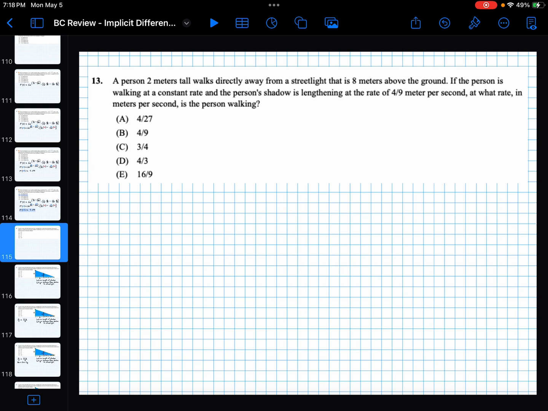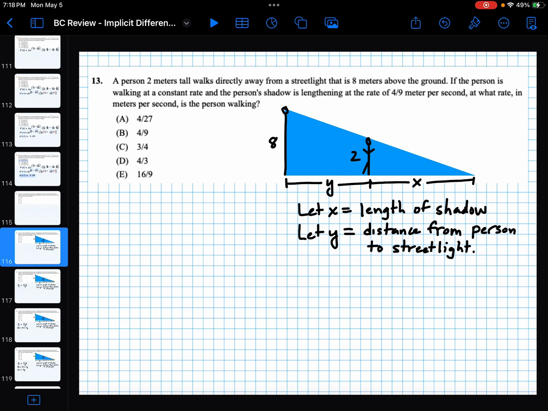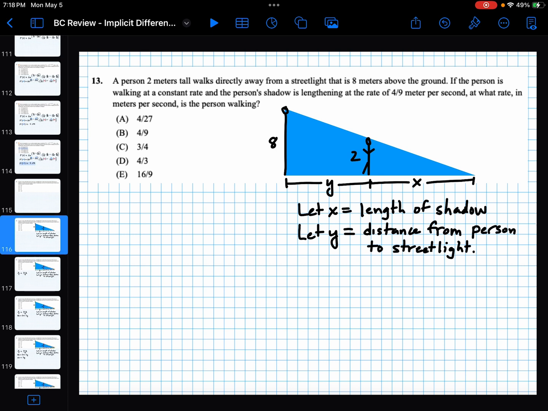On to question 13. Another shadow question. So this is very, very similar to what we just did. So I'm going to kind of move through this a little bit quickly. You can read the question at your own pace, but I'm going to set up my similar right triangles. This time the person is 2 meters tall, and the lamp post or street light is 8 meters tall. X is the length of the shadow, just like before. Y is the distance from the person to the street light.